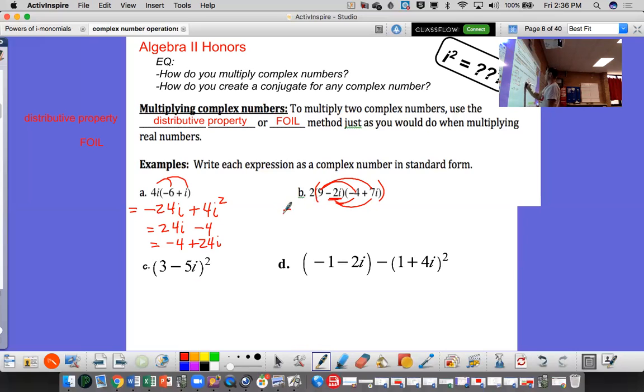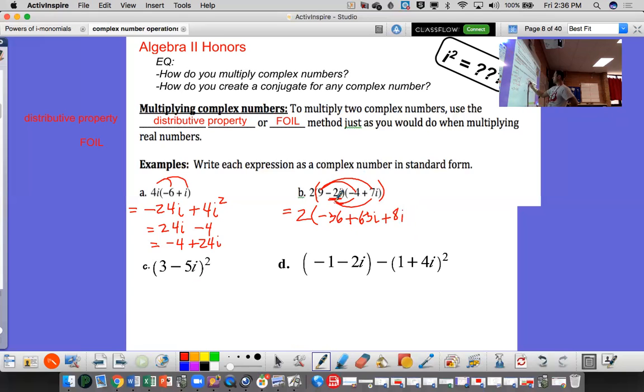So I'm going to drop this 2 down. And I'm just going to multiply it all the way out. Don't lose your parentheses yet because it's still 2 times the answer to all this. So it's -36. 9 times 7 is +63i. And then I'm going to do -2 times -4 would be +8i.